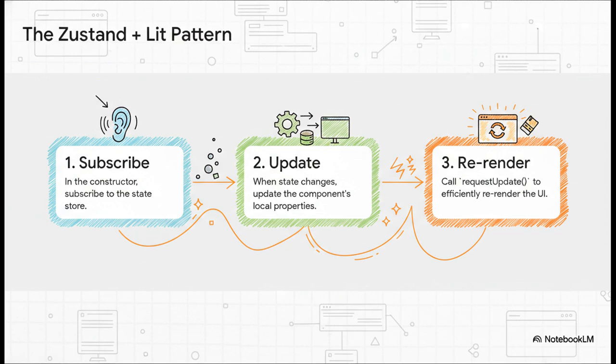It's this elegant three-step dance. First, your component subscribes to the central data store. It's basically raising its hand and saying, hey, let me know if anything changes. Second, when a change does happen, the store pings the component and it updates its own data. And third, the component tells Lit to efficiently re-render only the parts of the UI that were affected. It's incredibly precise and super fast.